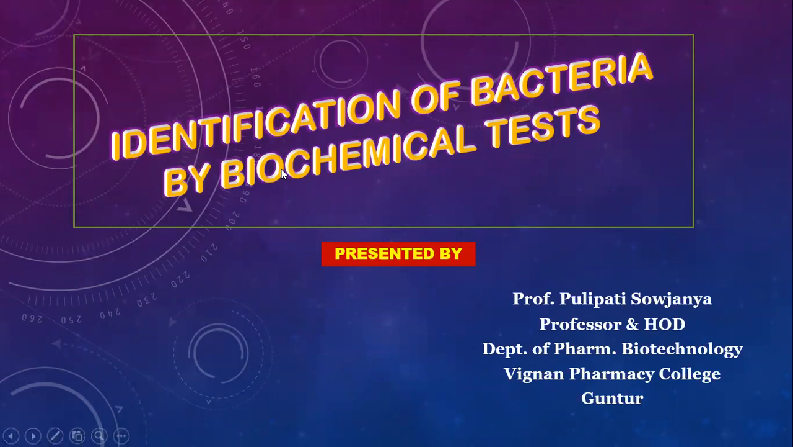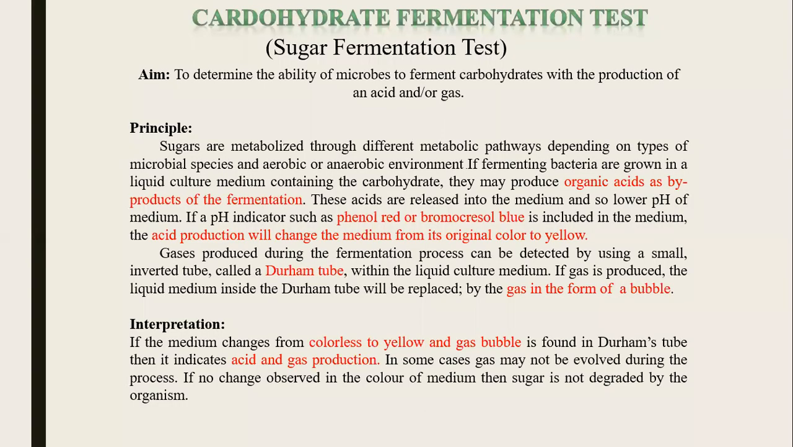I wish to describe identification of bacteria by biochemical tests. Bacteria are identified by staining methods and biochemical tests. Biochemical tests are used to identify the metabolic activity of organisms. So based on their metabolic activity, the bacteria are differentiated. And the first test is the carbohydrate fermentation test, also known as the sugar fermentation test.